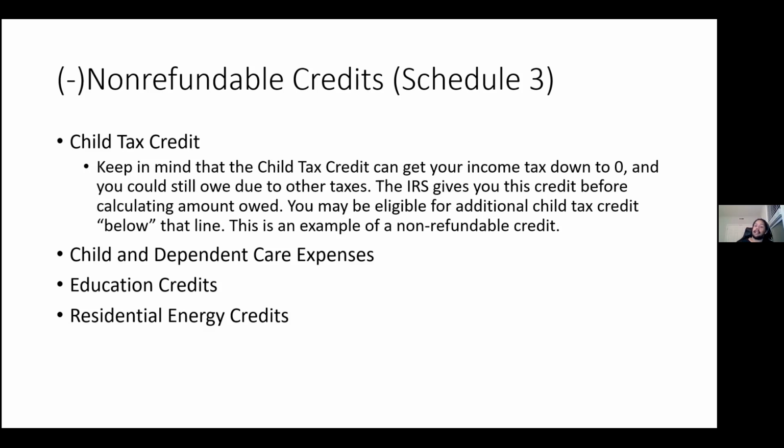So the child tax credit is one. Child and dependent care expenses are another. That's like daycare, camps like sleepaway camps and stuff like that, or bringing a person into your home to watch your child, stuff like that.